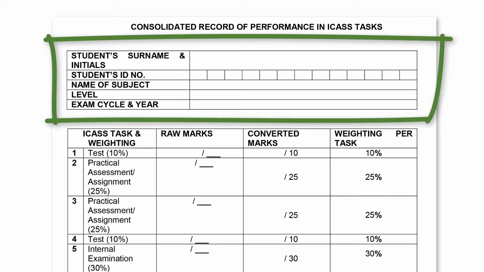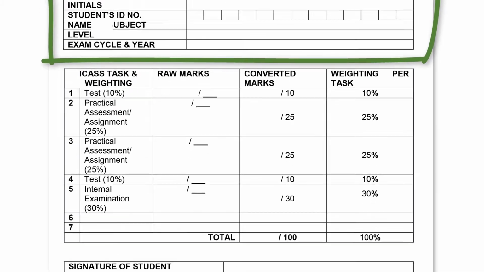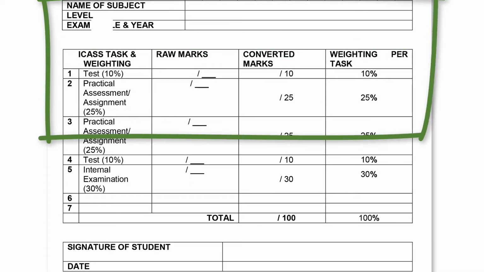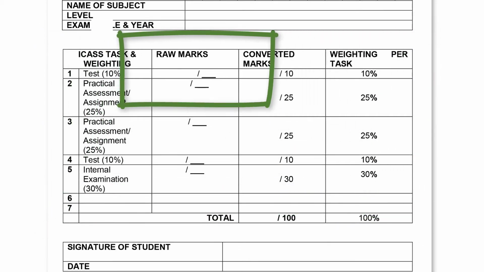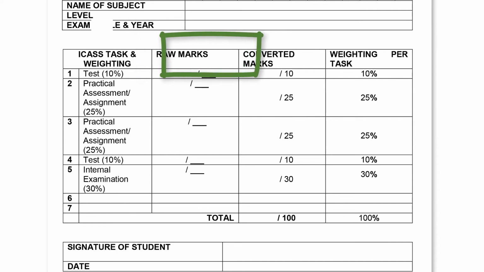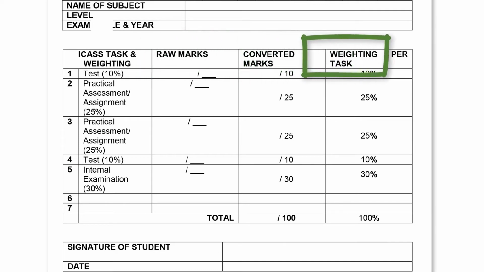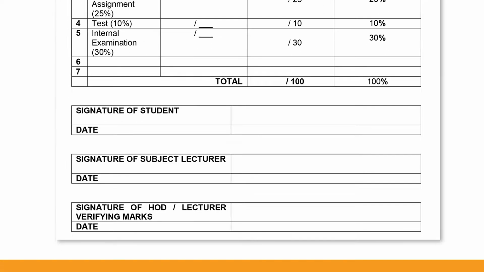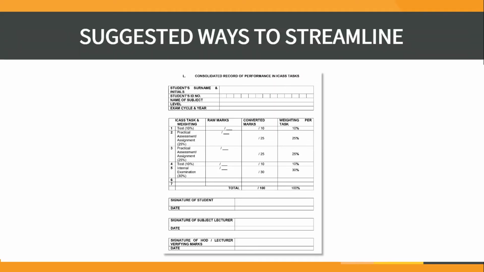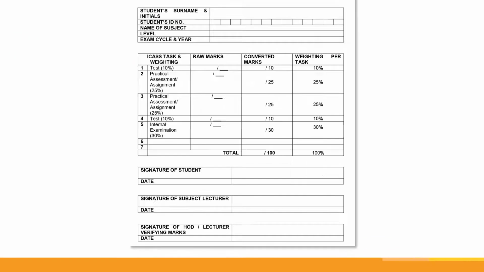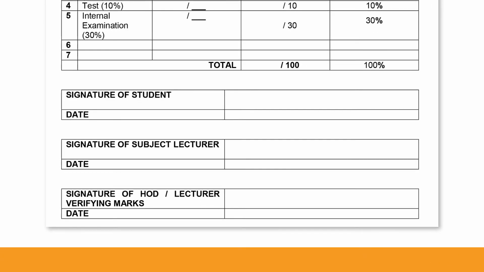Notice student and study details. The marks are then captured on the applicable mark sheet, which you will find in Annexure J. Record raw marks, converted marks, and weighting. There is also space for signing. Each student will have the form per subject in his or her POE. These marks are then captured on the applicable mark sheet, see Annexure J.